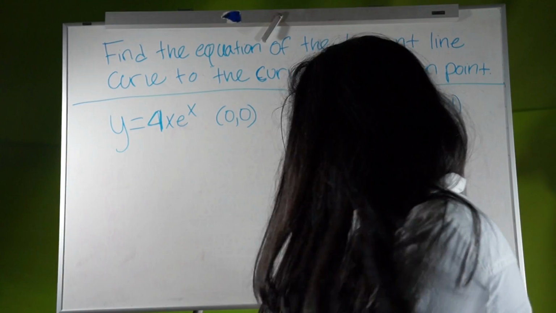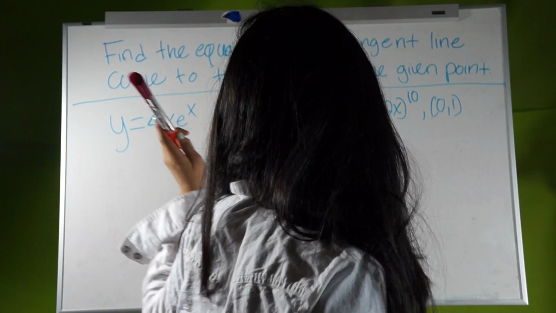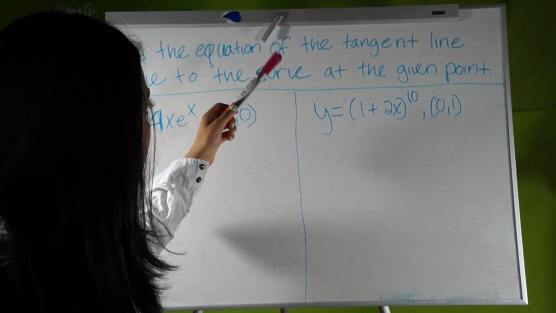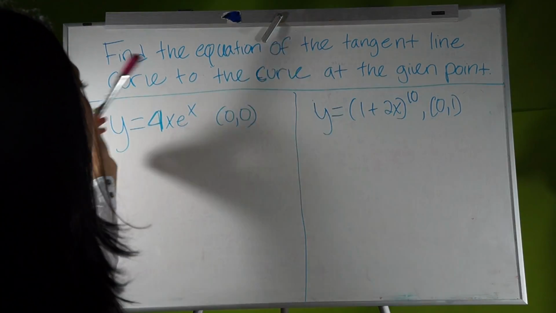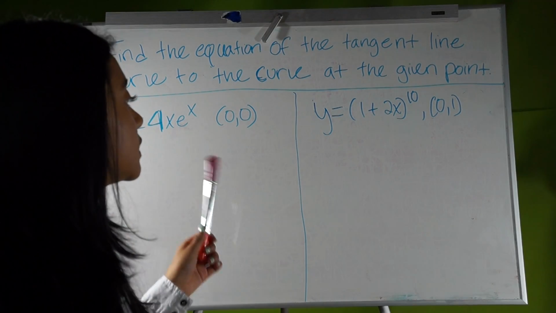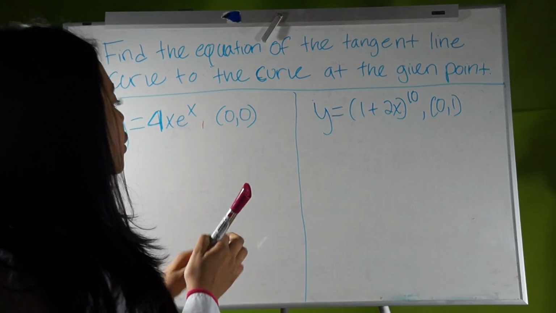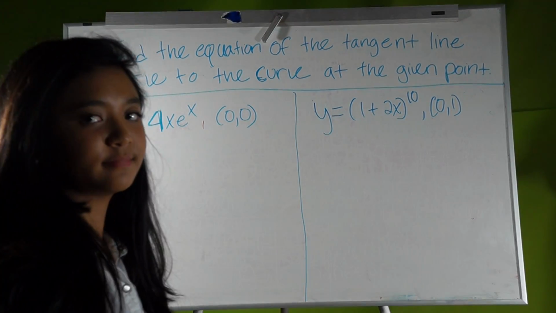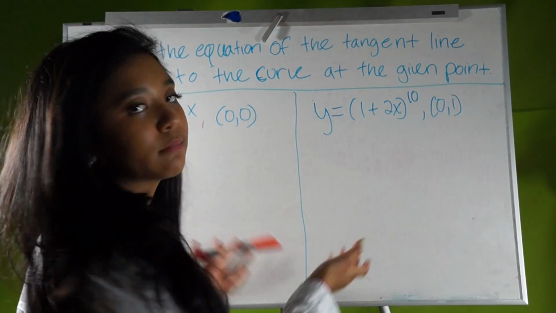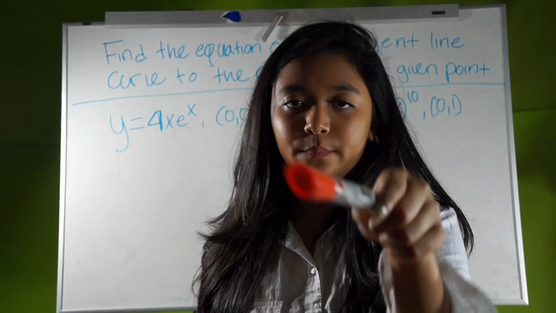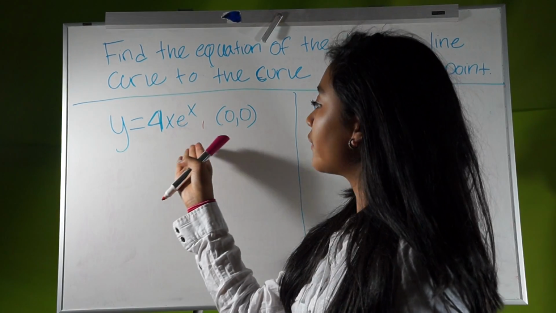So anyway, today we'll be conquering finding an equation of the tangent line to a curve. Find the equation of the tangent line to the curve at the given point. As you can see here, we have two course problems, and today I'm going to help you conquer this problem and this problem. So let's first start off with this problem.